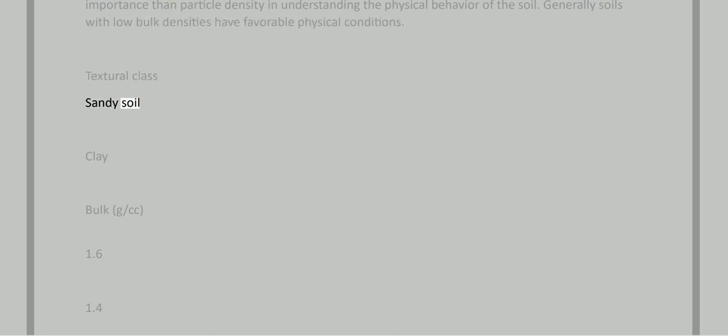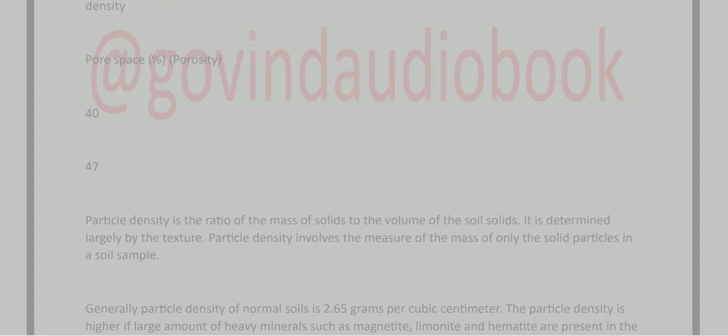Textural class: sandy soil, clay; bulk density g/cc, 1.6-1.4; pore space, porosity, 40-47%. Particle density is the ratio of the mass of solids to the volume of the soil solids. It is determined largely by the texture. Particle density involves the measure of the mass of only the solid particles in a soil sample. Generally, particle density of normal soils is 2.65 grams per cubic centimeter.